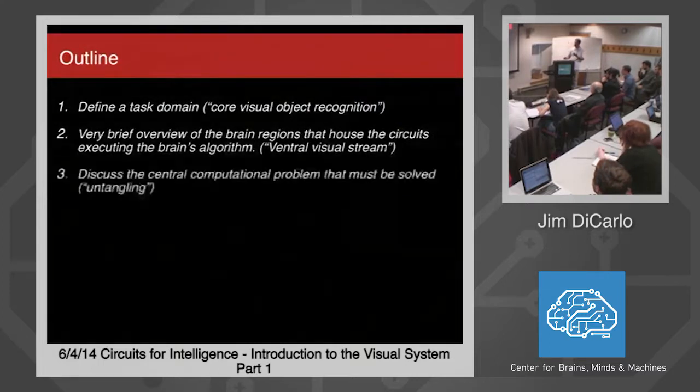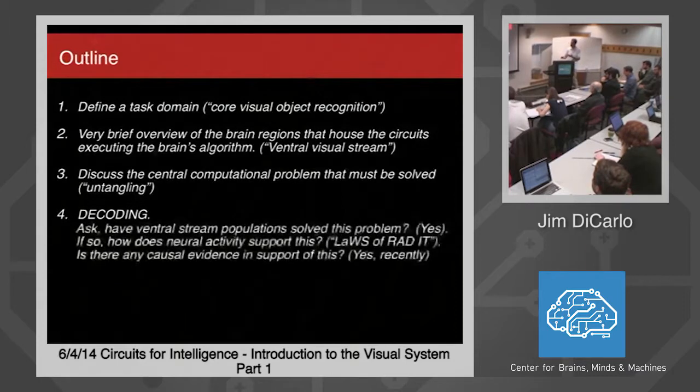Then I'm going to discuss the central computational problem that you need to think about and how it's solved, or how it must be solved. Then I'll talk, as I mentioned, about decoding algorithms. Those are things like asking, have these neural populations effectively solved the problem? How does neural activity support that? I'm giving hints of the answers here. Is there any causal evidence in support of this? I'll tell you a bit about that.